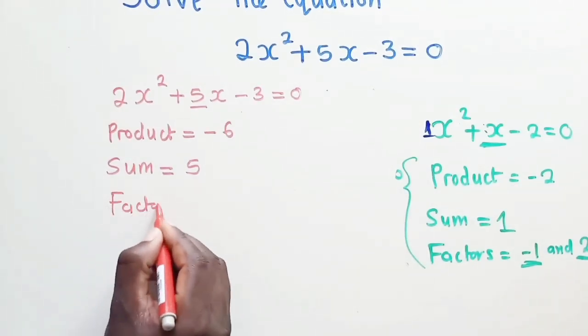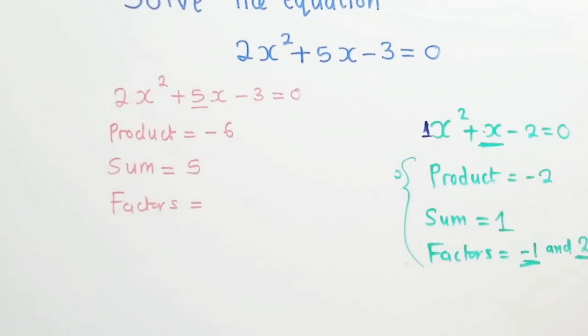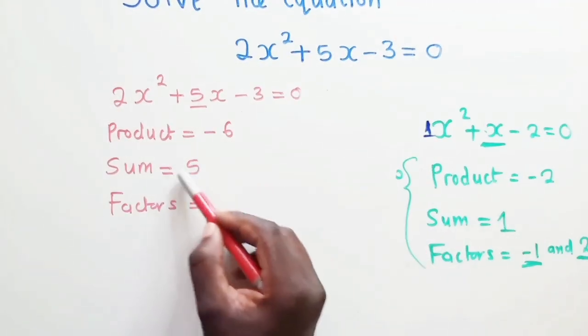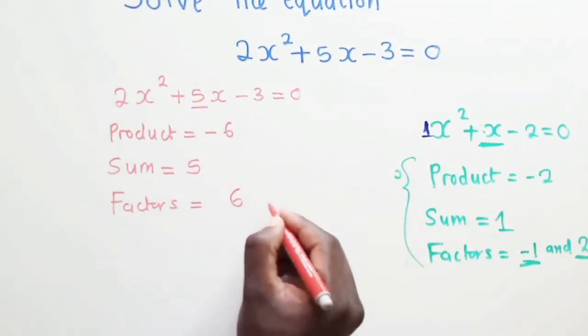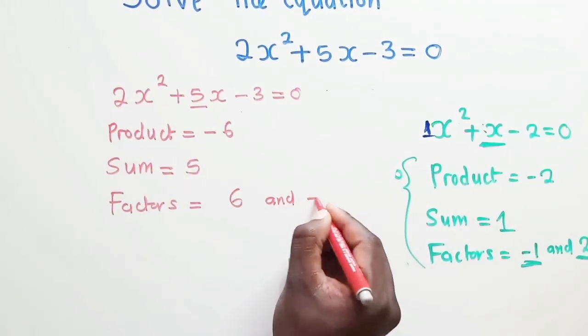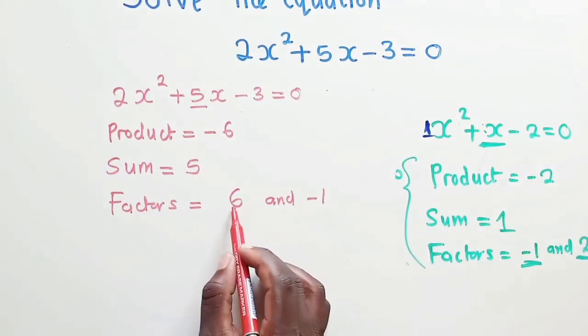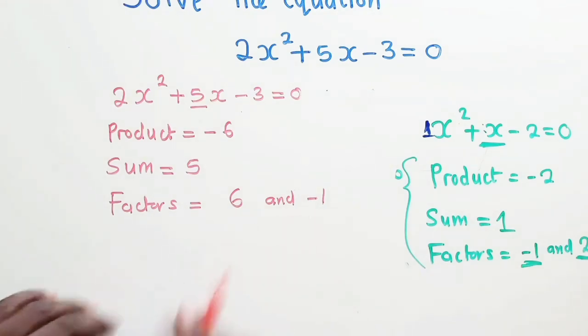What are our factors? We need to find two factors. So the factors will be two numbers such that when you multiply them, they give us negative 6, and when we add them, they give us 5. So those two numbers are 6 and negative 1. So 6 times negative 1 is negative 6. 6 plus negative 1 is 5. So we have the factors.